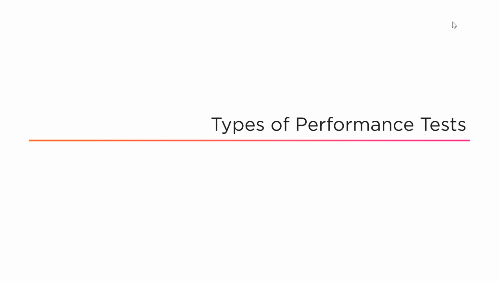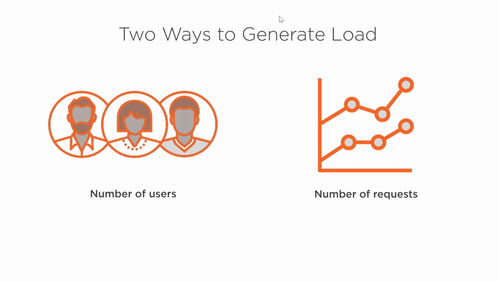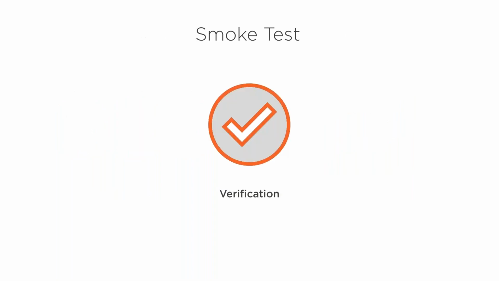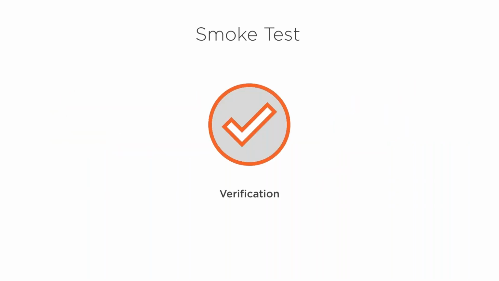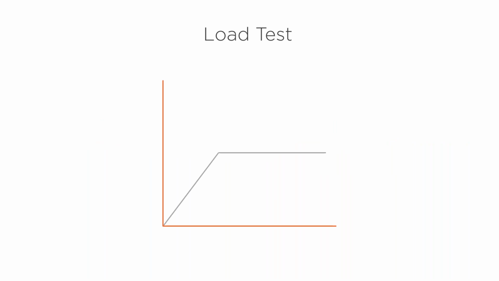Here are the types of performance testing which you can perform using JMeter. There are two ways to generate a load: the number of users you can set, or the number of requests per user you can set. Using that you can generate a load. Now the question is, what are the types of performance tests? We have a smoke test for verification. You have a load test to see how your application's response time behaves under certain loads.